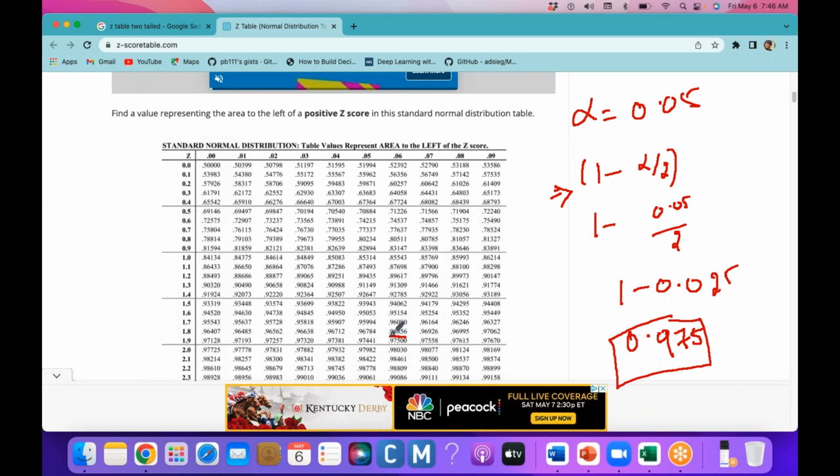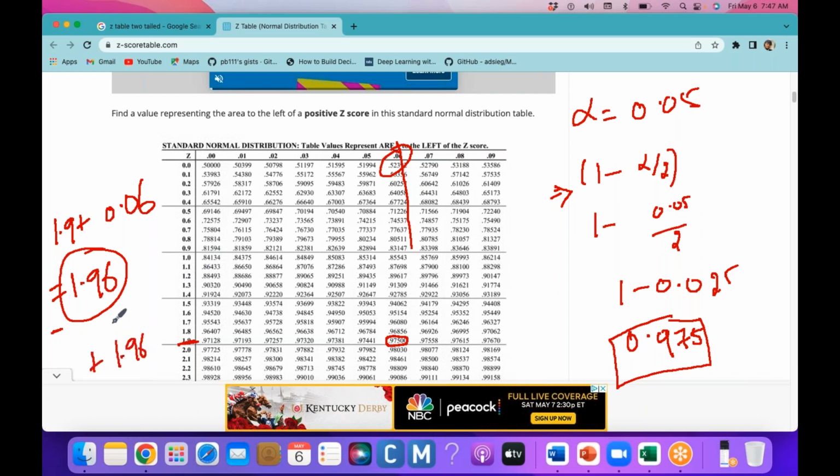So this is 0.975, exactly at the top and left. 1.9 plus here it is 0.06, so the total is 1.96. So this is the value. If it is the left side, it would be minus. If it is the positive side, it would be plus 1.96.